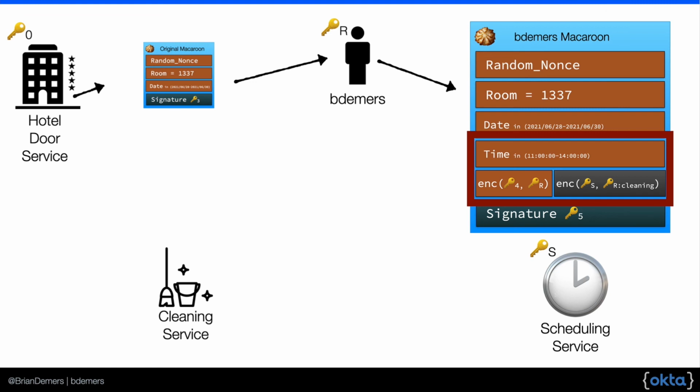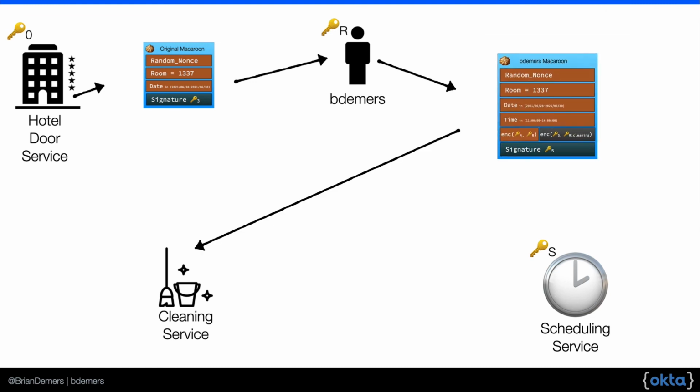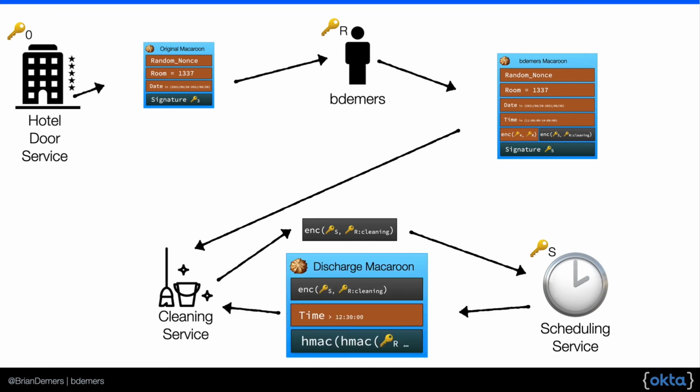Now my macaroon gets sent over to the cleaning service, but it can't do anything with it. So it takes that gray bit and sends it to the scheduling service. The scheduling service, remember, can decrypt that data to get my key. With that, it creates another macaroon, this time using key R as the initial HMAC input. Any additional caveats are chained in as well. In this case, the time has to be greater than 12:30 before my room will open.